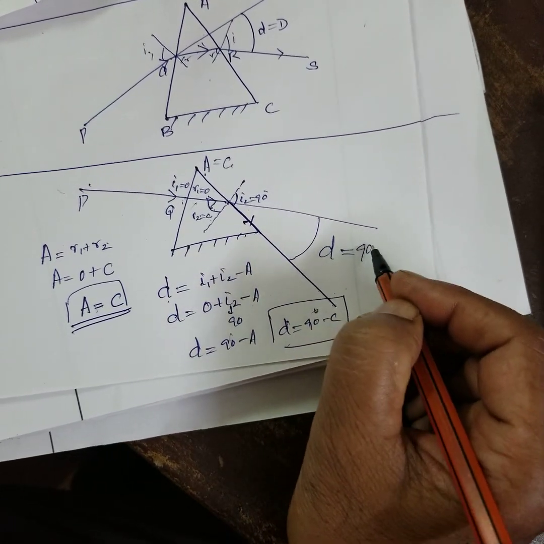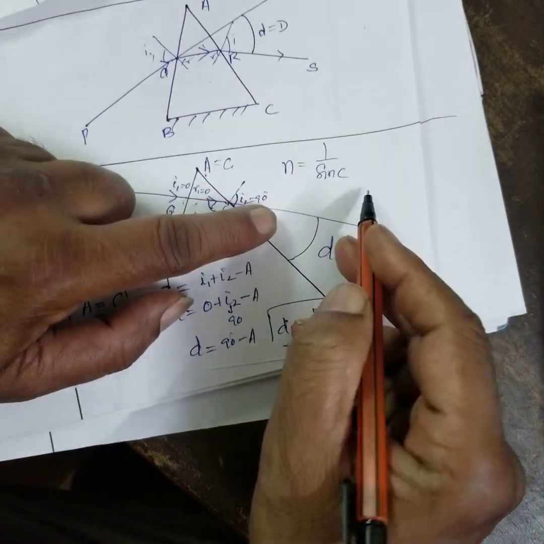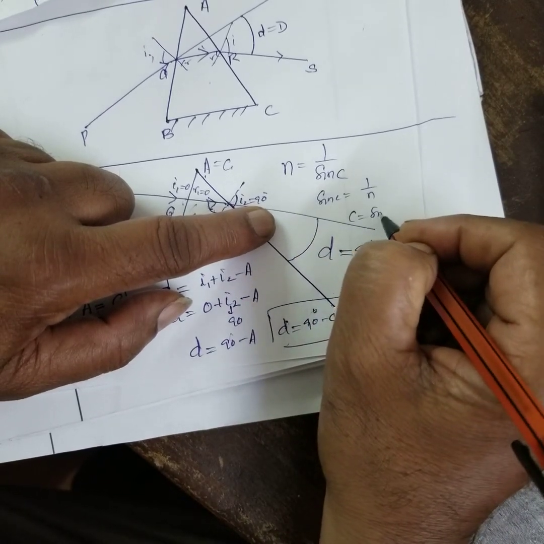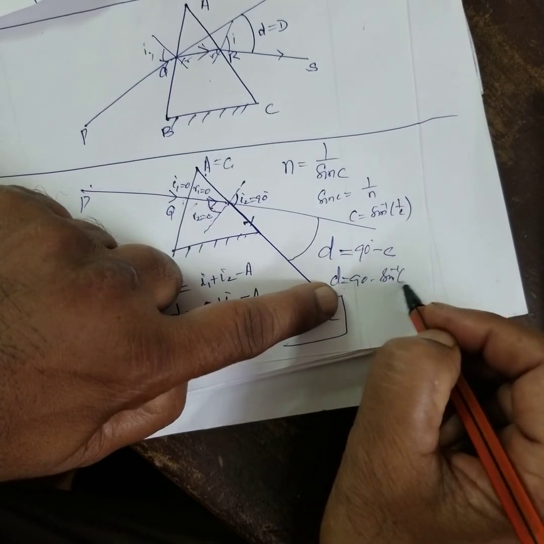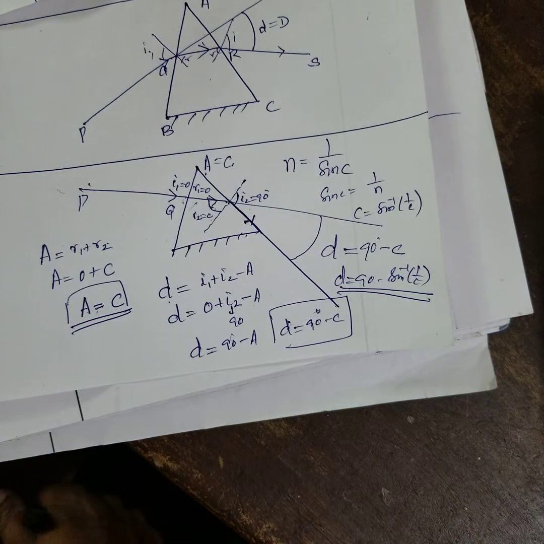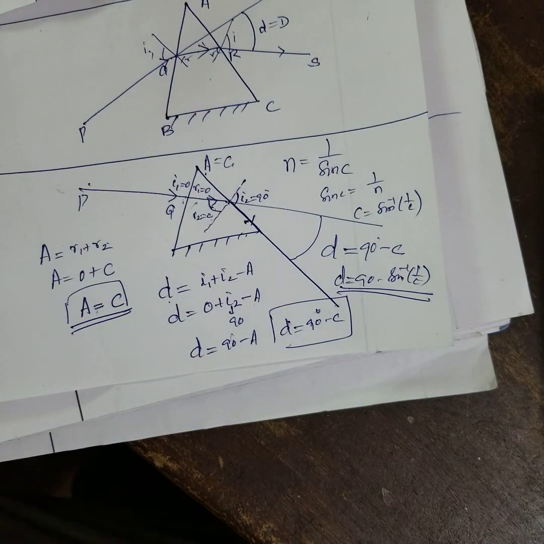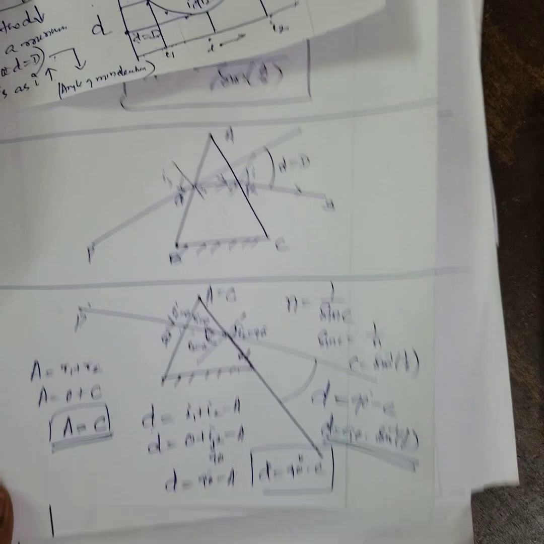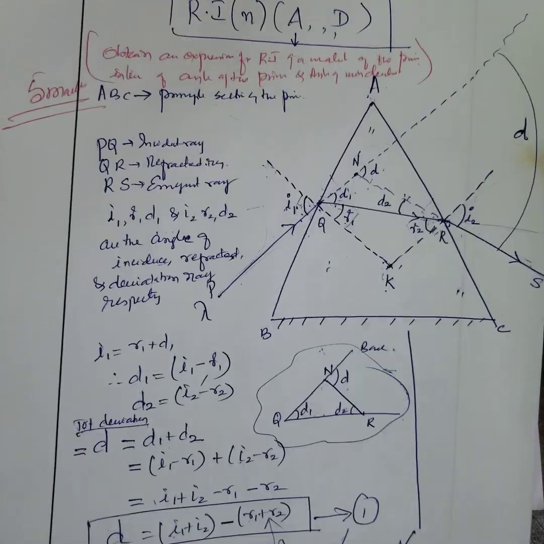Total deviation is equal to 90 degrees minus C, but refractive index is 1 by sin C, no? Therefore, sin C is equal to 1 by N, or C is equal to sin inverse of 1 by N. Therefore, D is equal to 90 minus sin inverse 1 by N. See, these are the 4 choices. 5 questions in NEET have all these possibilities. And this is a 5-mark problem also, which you are going to do in the examination. For 1 mark they ask. You understand now why NEET is so tough, no? In this sum itself. But for that you have to sit and do it thoroughly, right?